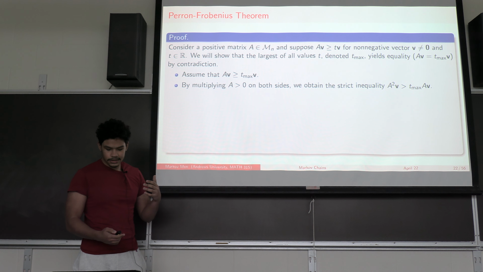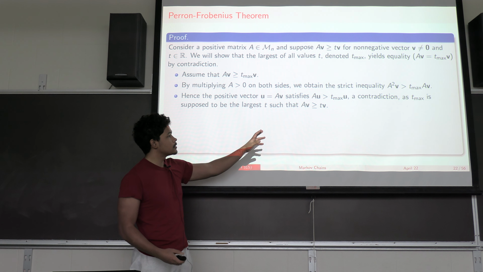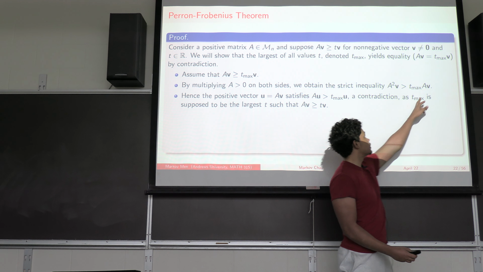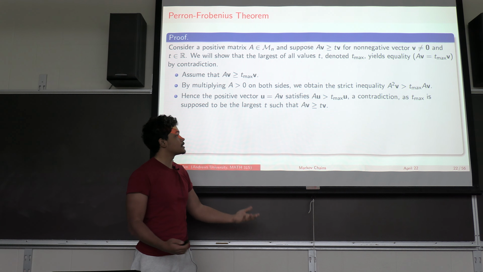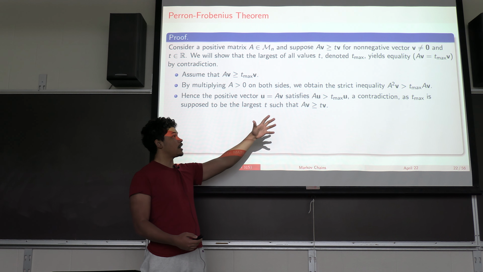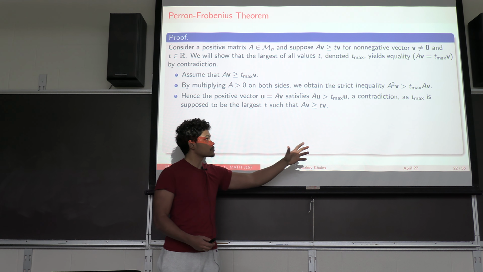What this ends up giving us is that if we make a substitution and let u equal this vector Av, right? So over here, this Av turns into a u, and we can take one of these A's out and it turns into this Av, which becomes our u again. We get this inequality that A times u is strictly greater than t max times u. So u serves as a candidate for the above inequality here, but we obtain a contradiction because we said that t max was the greatest of all the values that satisfies this inequality, this less than or equal to.